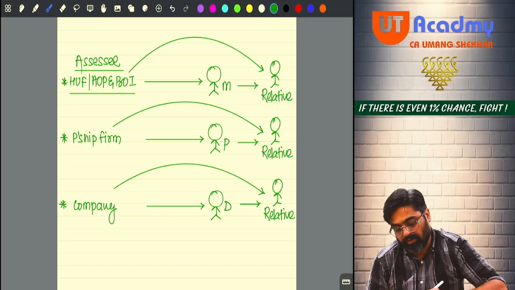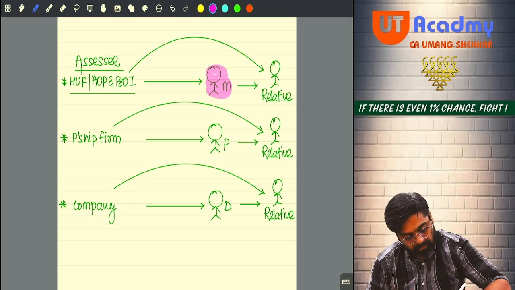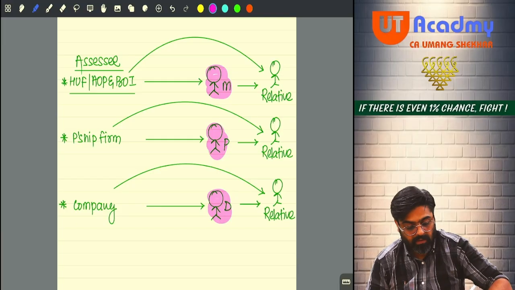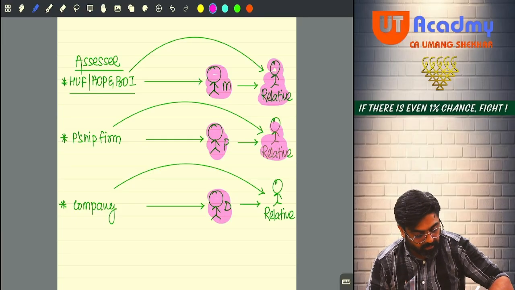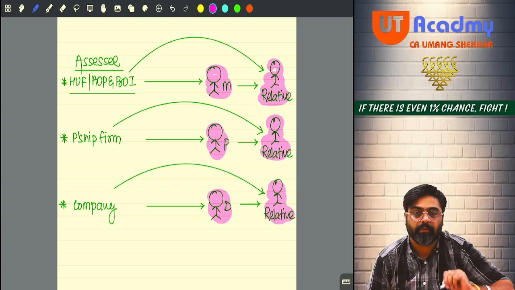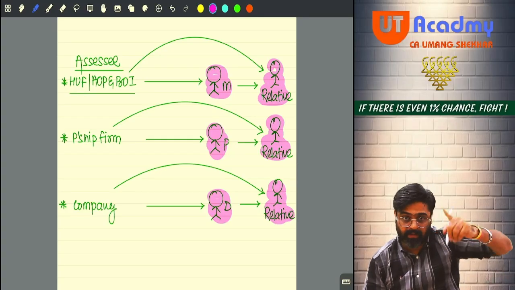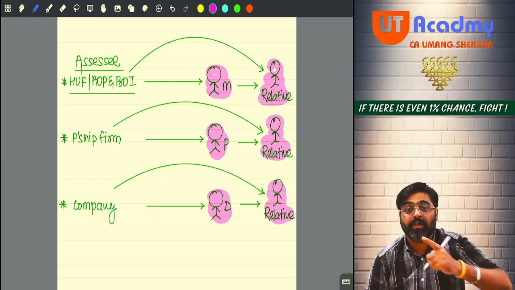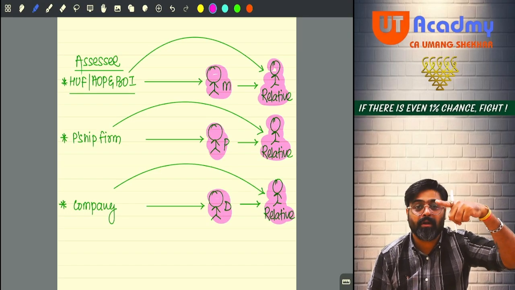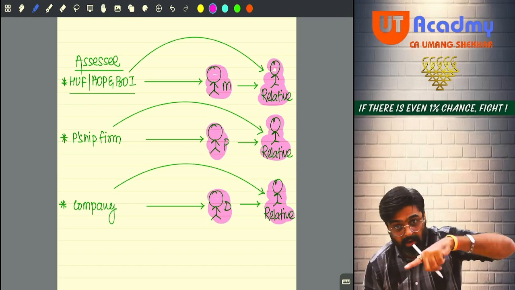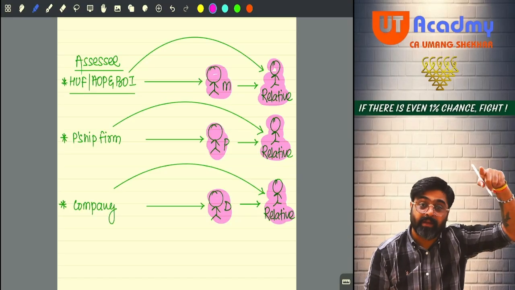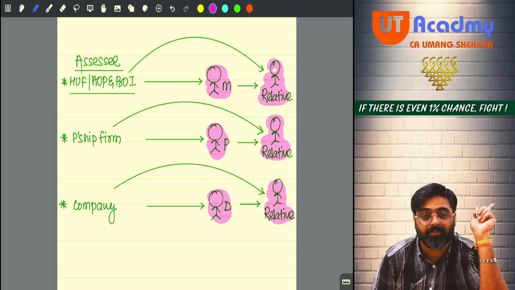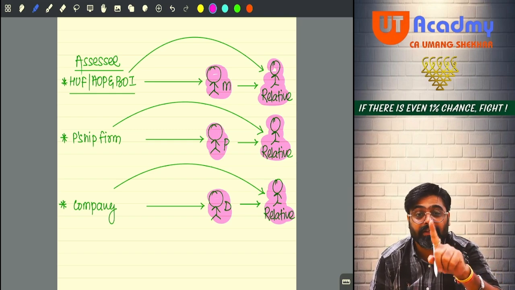So tell me, who is a specified person? Any member, partner, or director, or any relative of such member, partner, or director. Any relative of such member, partner, or director is also a related party for the assessee. So if the assessee is making payment to a member, partner, director, or to any relative of that member, partner, or director, then that payment should not be excess payment. It should be reasonable payment.